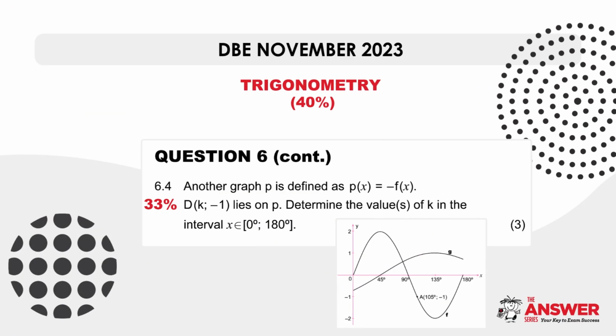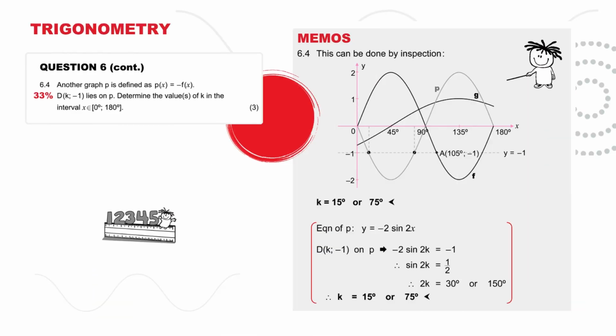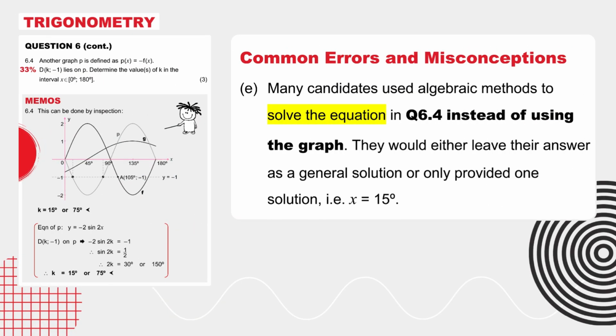Question 6.4 had a 33% average achievement. And here is its memo. You will see this question can be done by inspection or by substitution. And here are the common errors and misconceptions for this question. Many candidates used algebraic methods to solve the equation in question 6.4 instead of using the graph. And they would either leave their answer as a general solution or they only provided one solution, x equals 15 degrees.